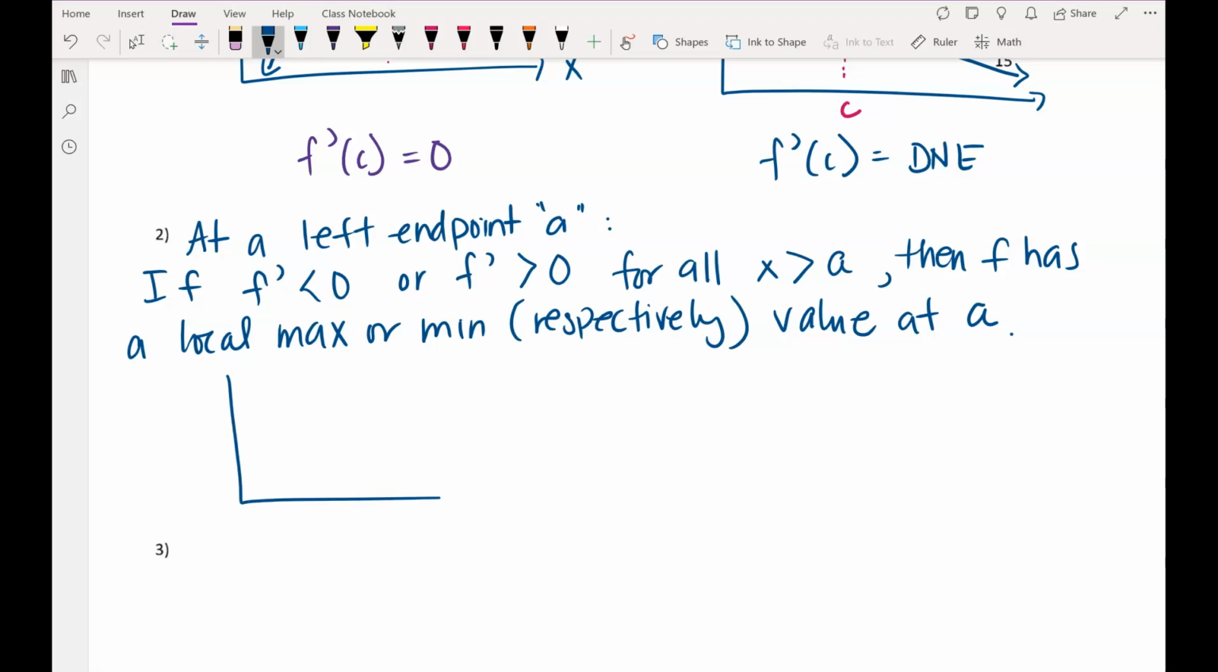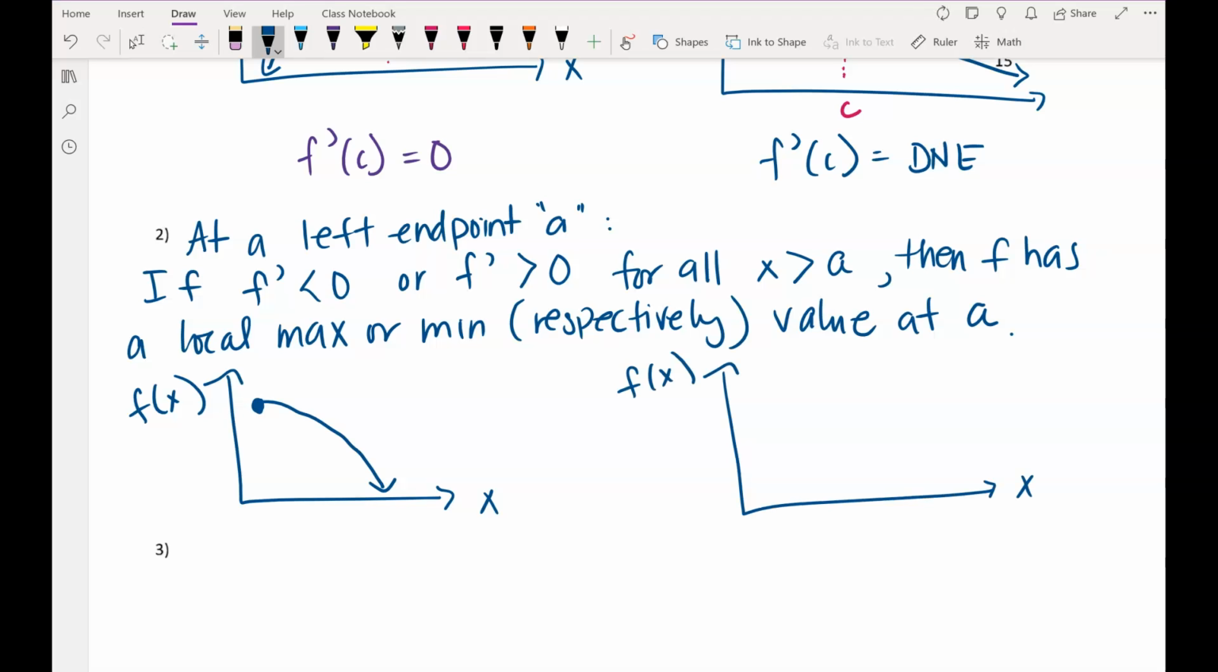So, a sketch. I'm going to draw f of x, here's x, and I'm going to do a left endpoint. So here we go. Can you see that's on the left side of my curve? Well, this is saying that if it's on the left side, and I'm going to do another one that's also on the left side. So x, f of x, and here's the left side endpoint. Like that. Can you see that both are on the left side here?